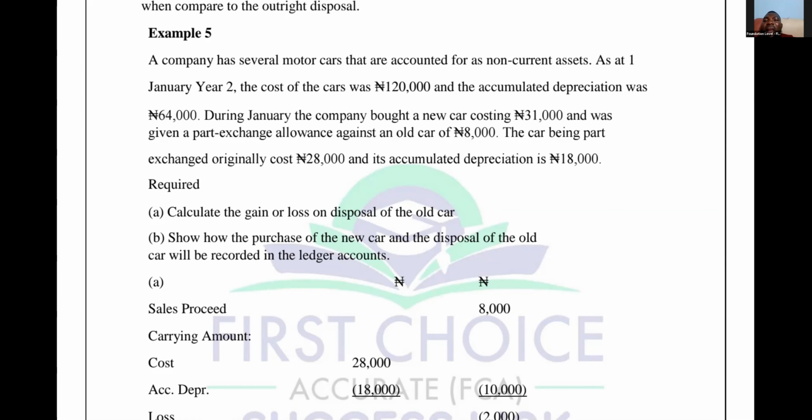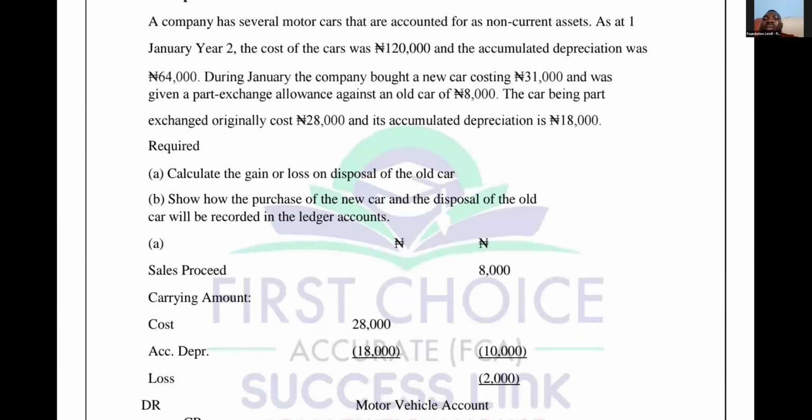Then after that, we now go ahead to calculate our carrying amount. They gave us the cost to be 28,000, and accumulated depreciation to be 18,000. Now, 28,000 minus 18,000 will give us 10,000. If you look at it closely, the worth of the car is 8,000, while our carrying amount is 10,000. It's lower than the carrying amount, so that will be a loss. It means we didn't realize the value of the asset that we carried in our books. We are unable to realize it in full.